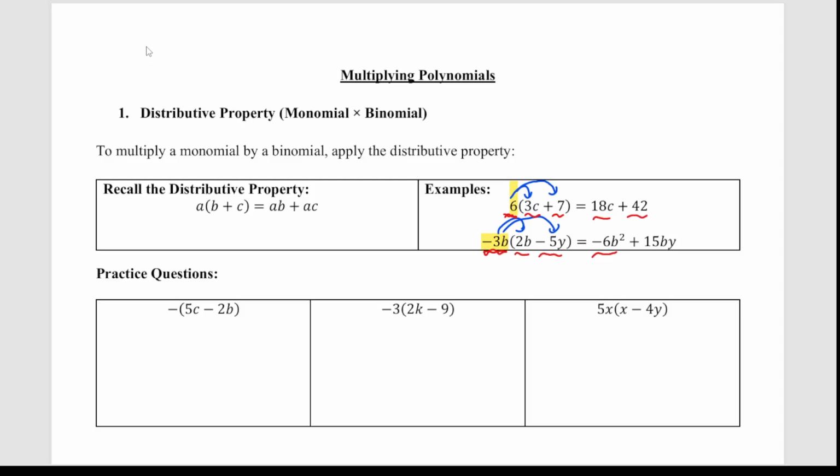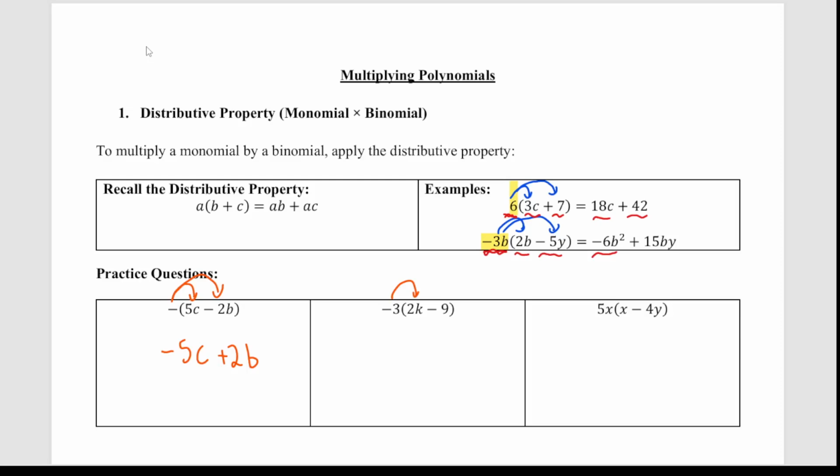I'm going to encourage you to pause your video and try these next three yourselves before we go through them. So for these next three, recall that if there's just a negative in front of the parentheses, that's secretly being multiplied by negative 1. So negative 1 times positive 5c will give us negative 5c. Negative 1 times negative 2b will give us positive 2b. And negative 5c and 2b are not like terms, so we're going to leave them as is.